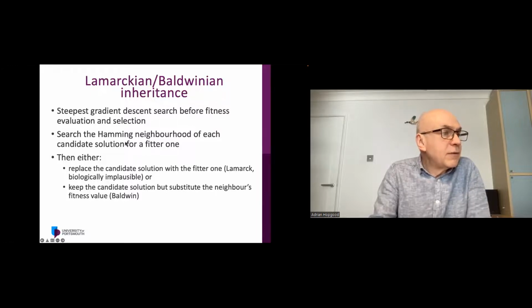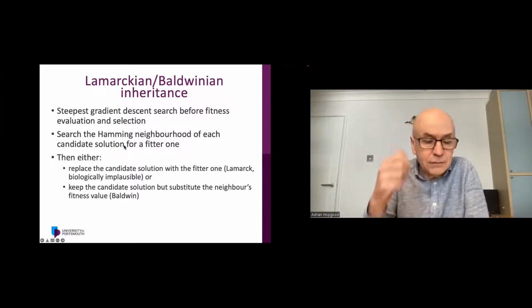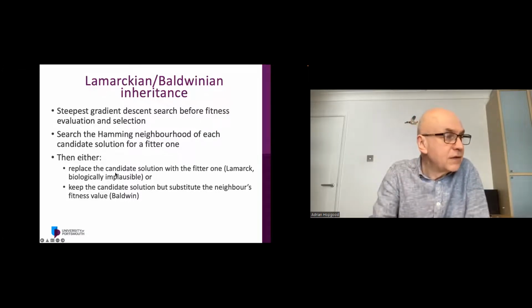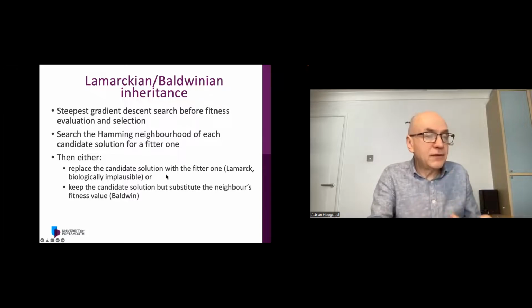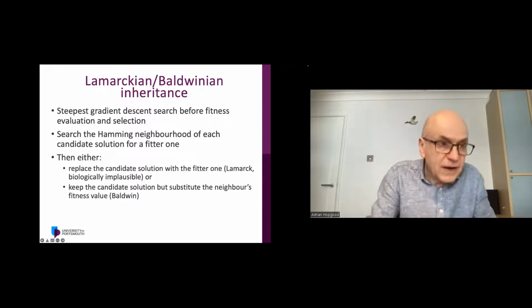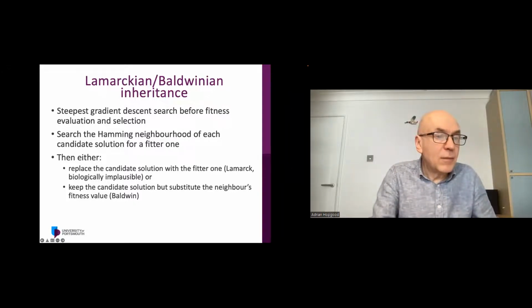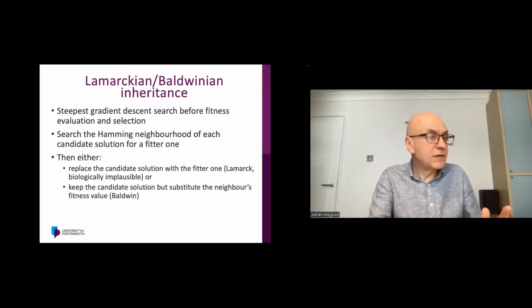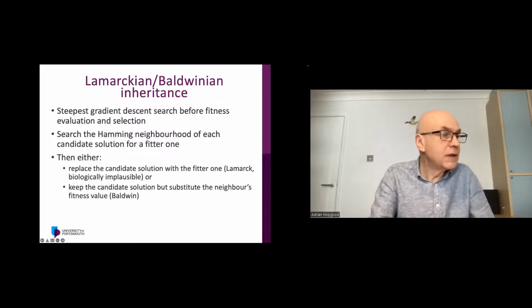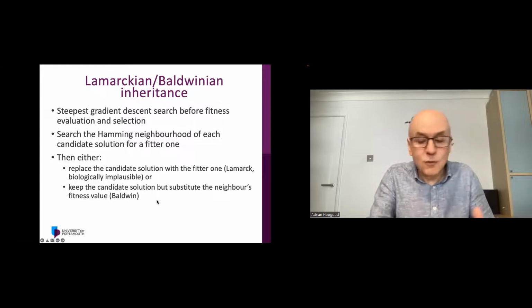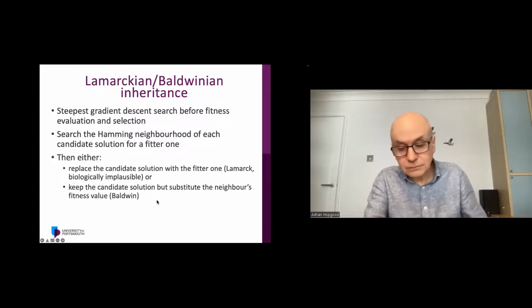And there's two things you can do if you do find a fitter neighbor. So it's local search gradient descent before each fitness evaluation, and it's the Hamming neighborhood. That's just a posh way of saying the nearby candidates. So if you find a fitter solution through that local search, you can either replace the candidate solution with its fitter neighbor. That's so-called Lamarckian inheritance, which in the biological sense is considered implausible, but it doesn't matter for a genetic algorithm. Or you can keep the candidate solution, but increase its fitness, substituting the neighbor's fitness, and that's so-called Baldwinian evolution.